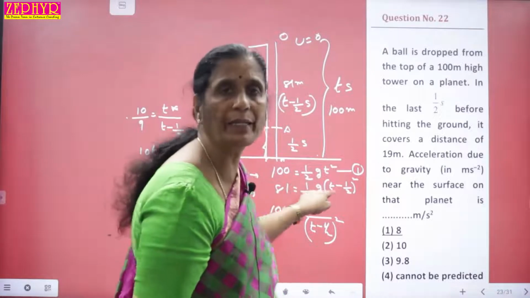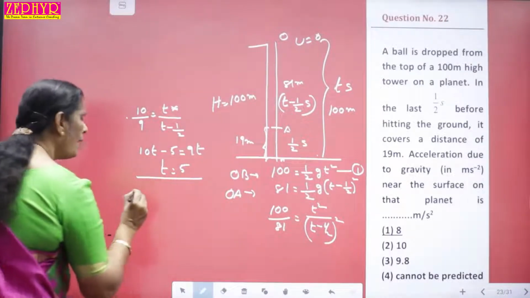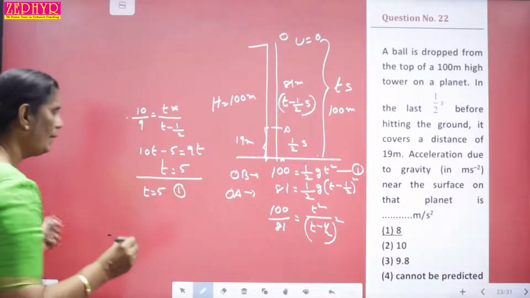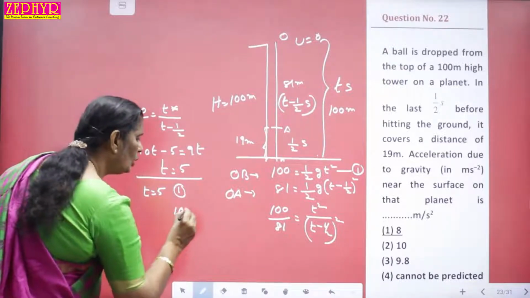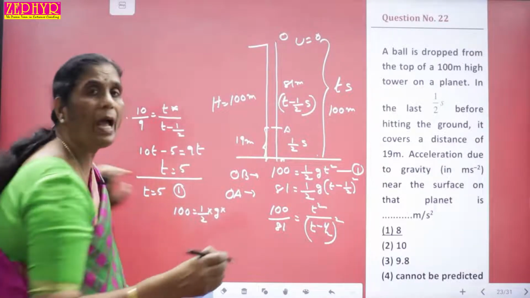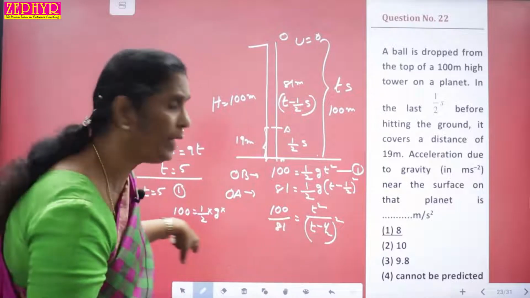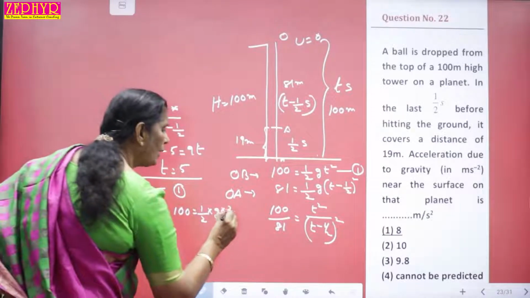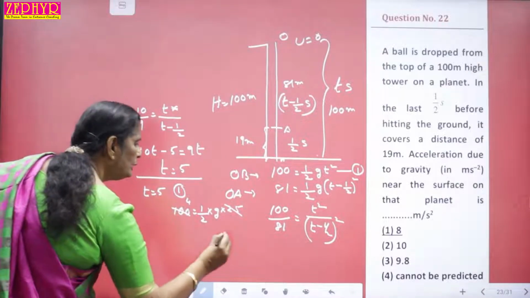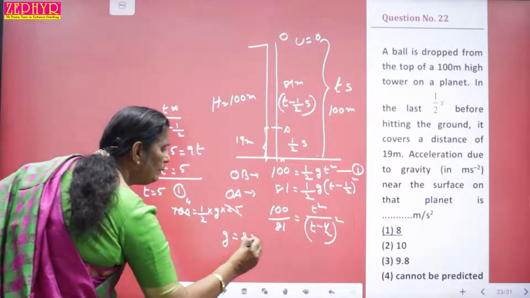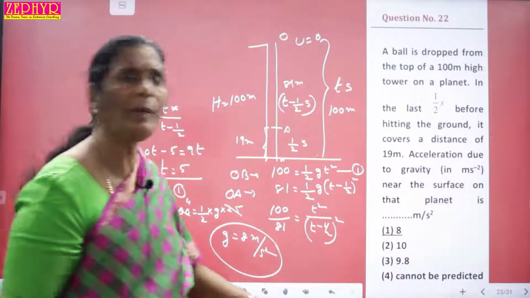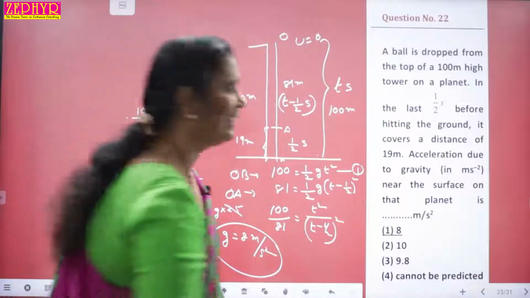Acceleration due to gravity. So substitute the value of t is equal to 5 in the first equation. Then you will get 100 is equal to half into G into 5 square, that is 25. We are talking about the acceleration due to gravity on some other planet, we have to find out. So now it will get by 4. So G will be 8 meter per second square. So the acceleration due to gravity on the planet will be 8. 8 is the answer, like that.